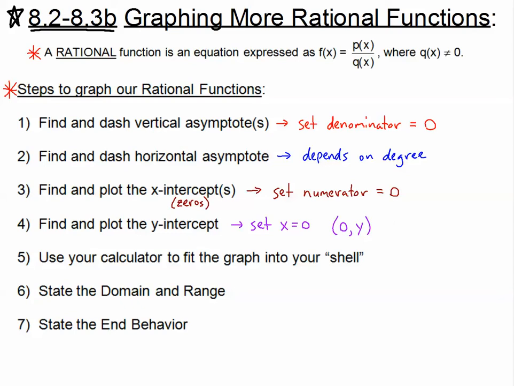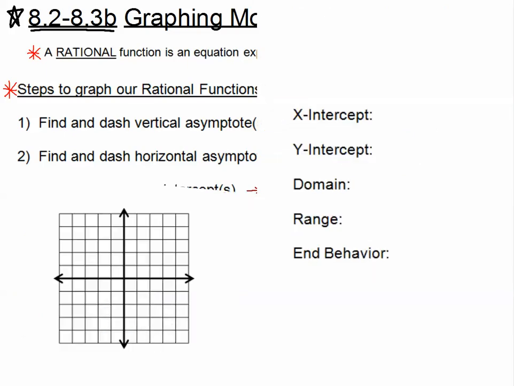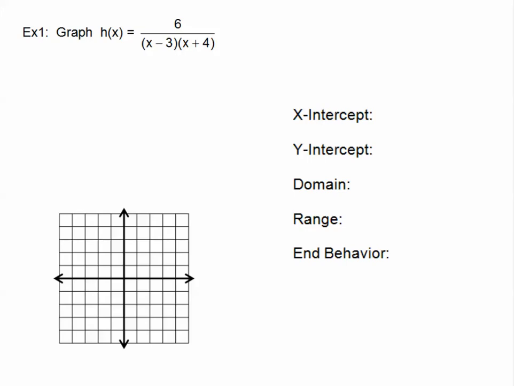Finally, we've already plotted all this stuff and dashed in our stuff, and I call that the shell. Then we're going to plug into our calculator and fit the graph into our shell, our little skeleton that we've already created. Once we have our graph, we're going to state the domain and the range. The range can be a little bit tricky today. And then finally, we can do our end behavior. So if you get lost in whatever we're needing to find, come back to this list. Let's look at example number 1.